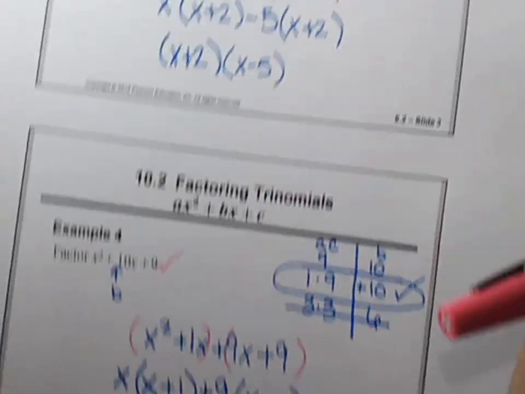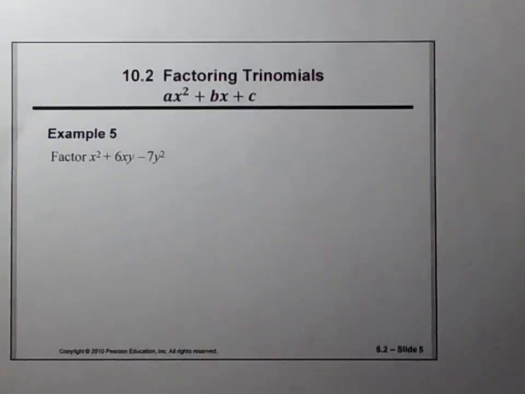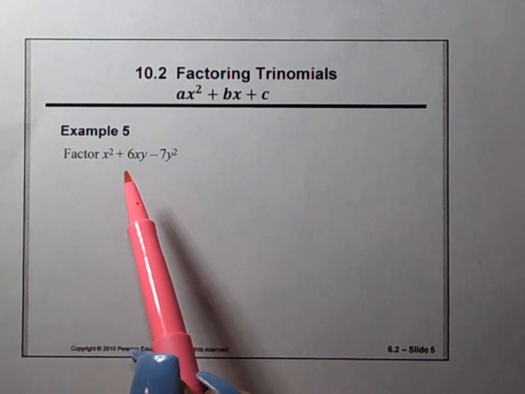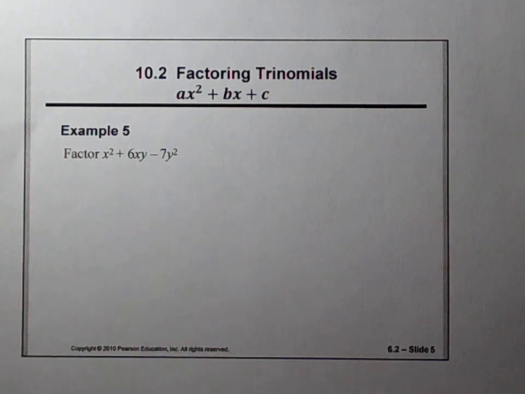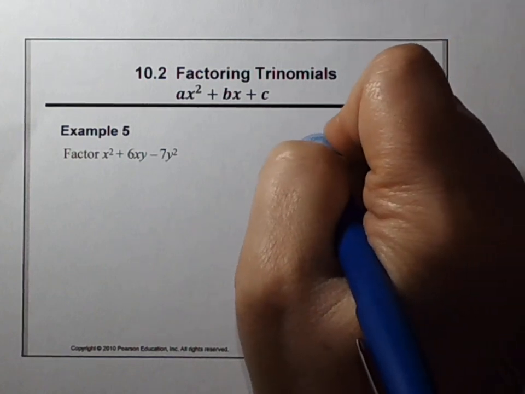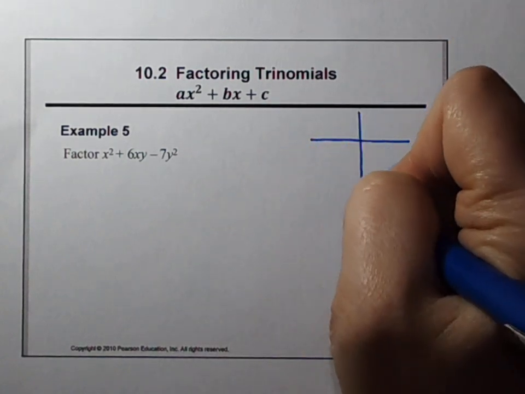Alright, let's do this last example. It is a little bit different because you'll see there are two variables. There's an x and a y variable, but don't be overwhelmed. We're going to do this the same exact way we've been doing, okay? So it's not any more tricky than any of the other examples.